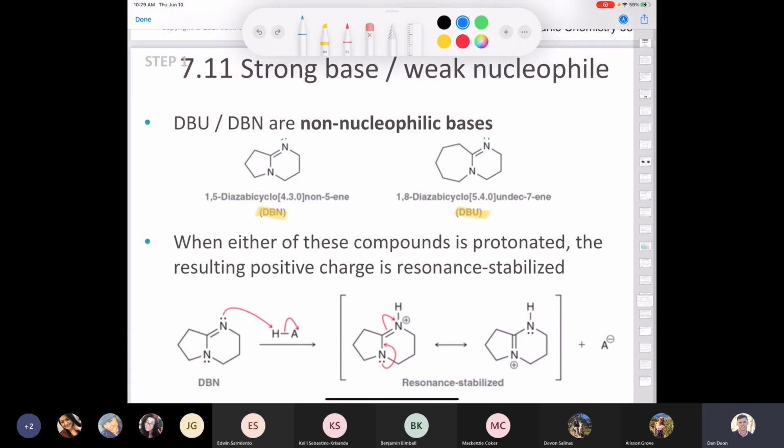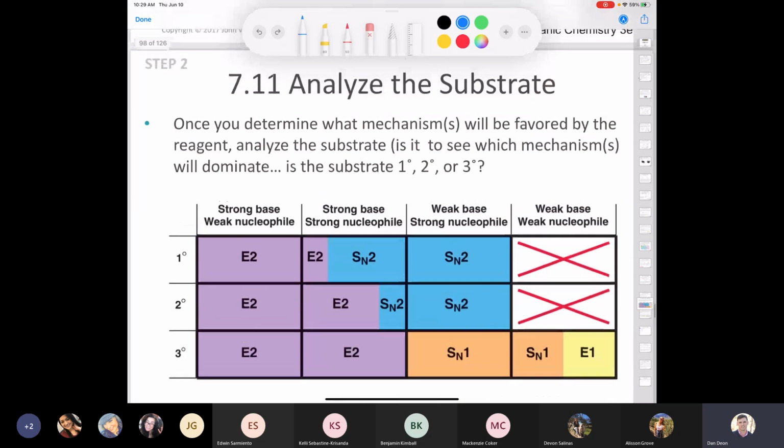I know I've never used DBN in my life. If I have, I've forgotten, but I've used DBU many times when I was in graduate school. I did a whole section of research where I was trying some different reactions using DBU as a solvent sometimes. So anyhow, something kind of cool there.